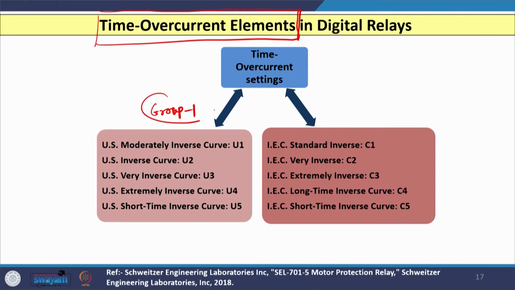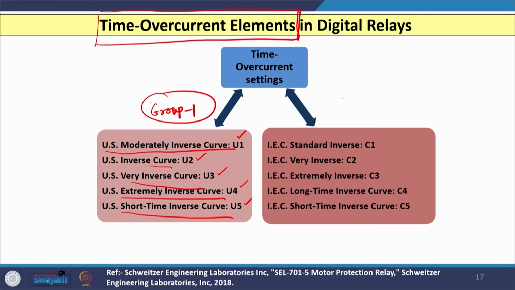that contains different curves, 5 curves let us say, and these curves start from the US moderately inverse curve given as U1, the US inverse curve given as U2, the US very inverse curve specified as U3, the US extremely inverse curve specified as U4 and the US short time inverse curve specified as U5.